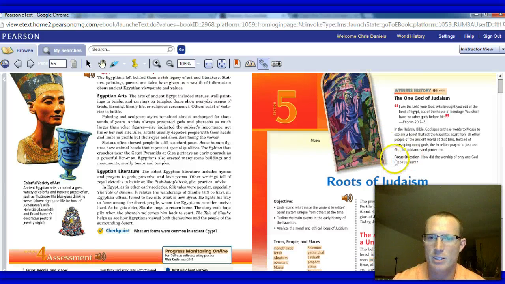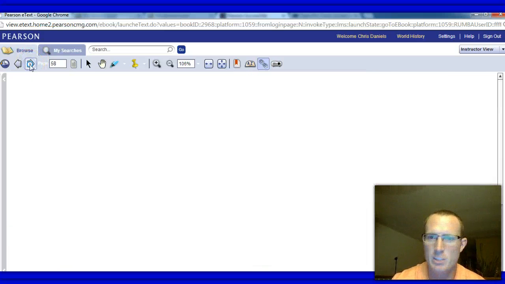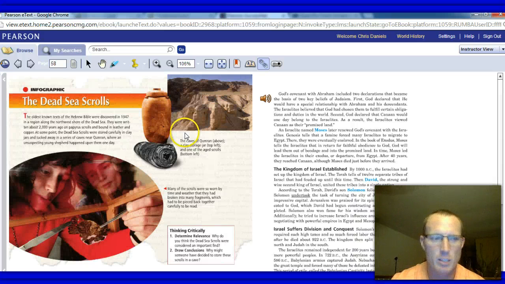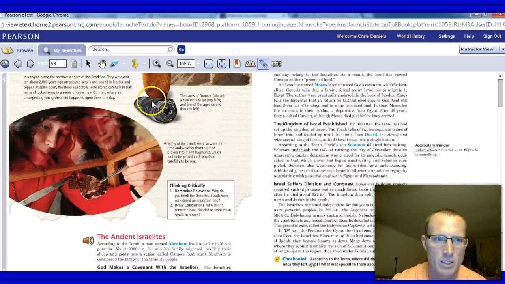And this is Judaism. Judaism is the precursor to modern Jewish faith and is the father faith to Christianity. These people are monotheistic. They're persecuted by the Egyptians. They call their homeland Israel. We're looking at the Dead Sea Scrolls here. These are some findings, additional Bible type writings that have been found.